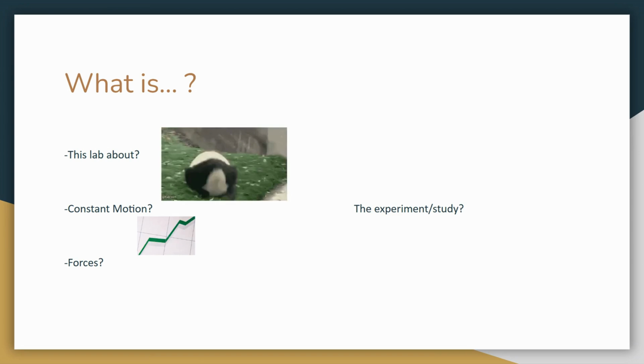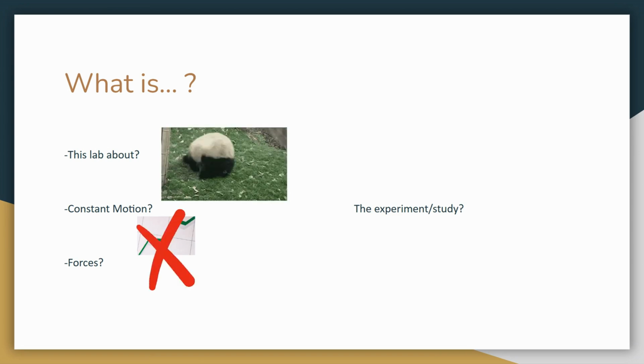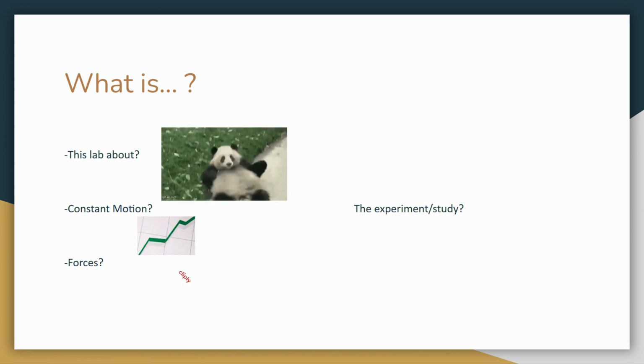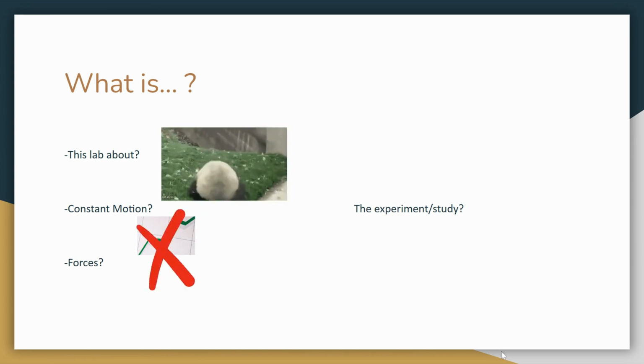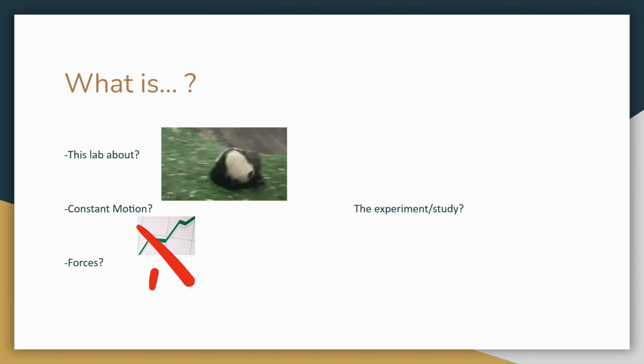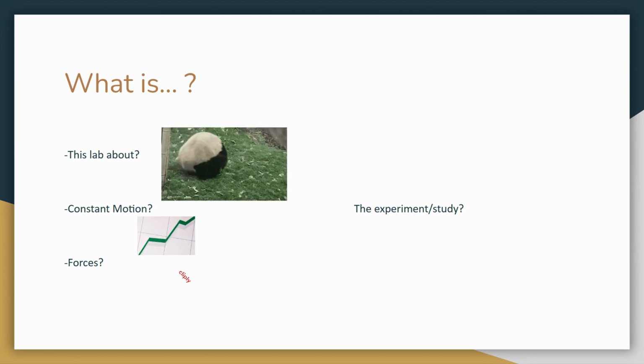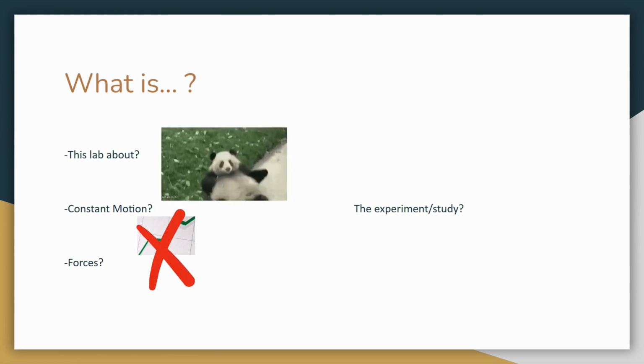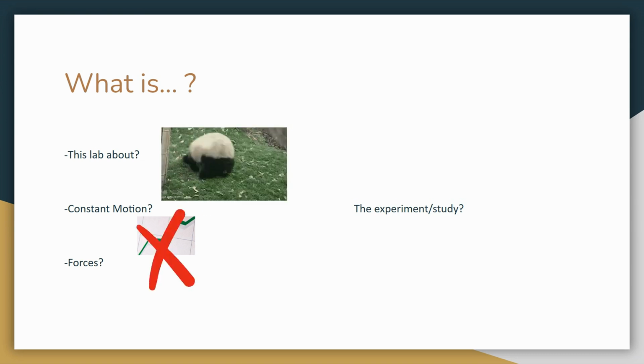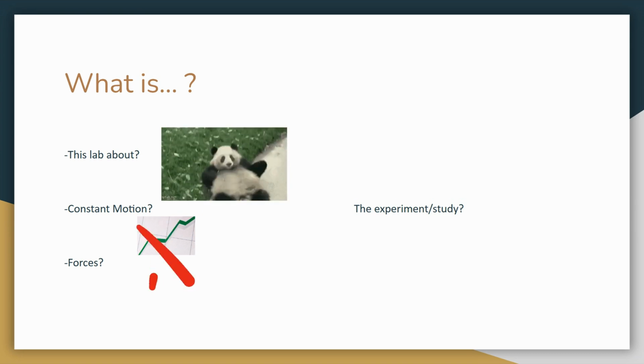Now, what is constant motion? This is not constant motion. What is constant motion, however, is when velocity is maintained through the negation of friction, of momentum, and of every other force that could be acting on velocity in one or all directions.